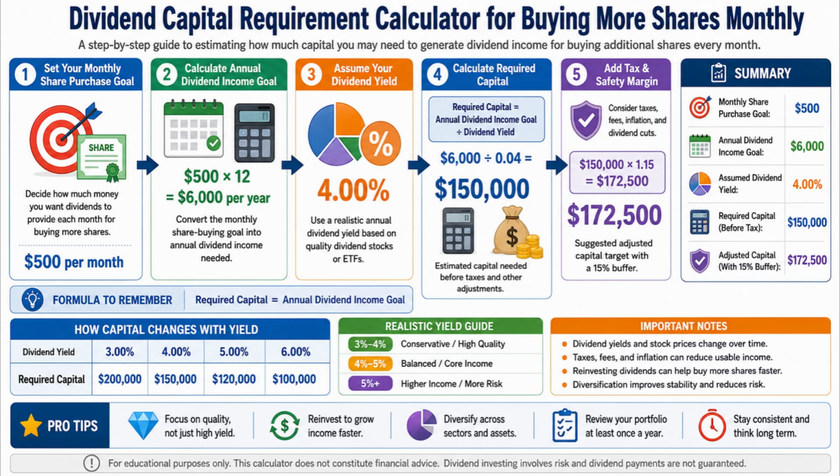However, a higher yield does not automatically mean a better or safer investment. A yield between 3 and 4% may represent a more conservative or higher quality approach. A yield between 4 and 5% may provide a balance between income and risk. On the other hand, yields above 5% may offer more income but can also involve greater financial risk and a higher possibility of dividend cuts.